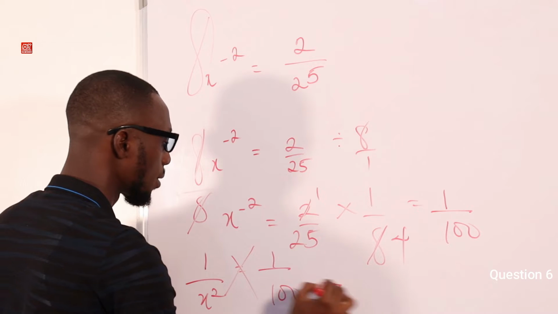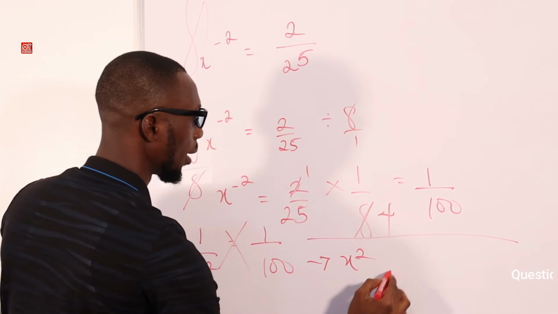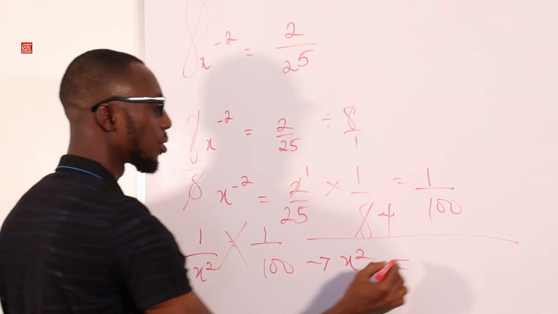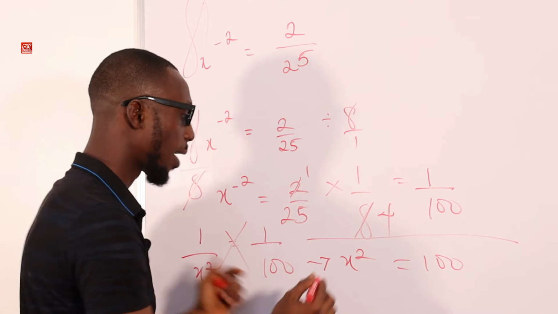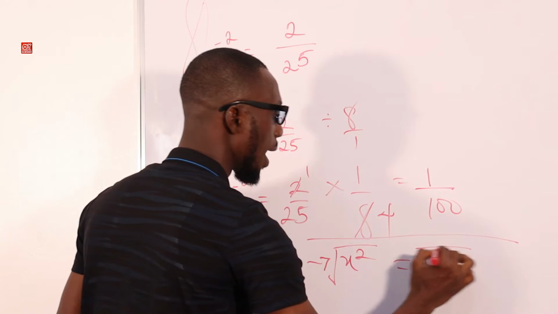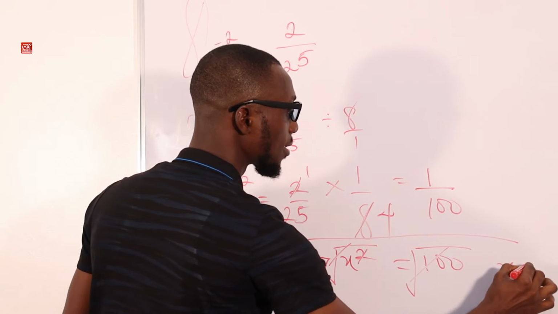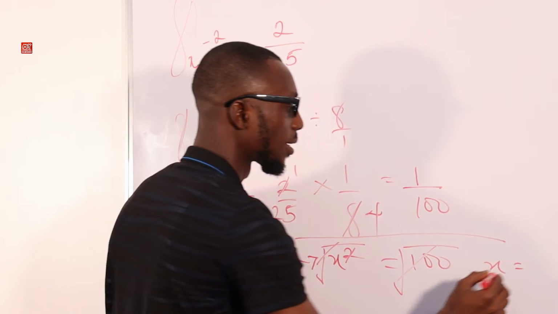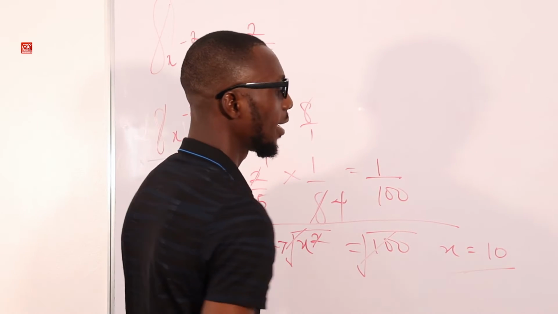So what I'm going to have is x squared times 1, I have x squared, okay, equals 1 times 100, I have 100. So to remove the square, we are asked to look for x, not x squared. We square root both sides. Okay, so I would have x equals 10, because the square root of 100 is 10. So x is 10.